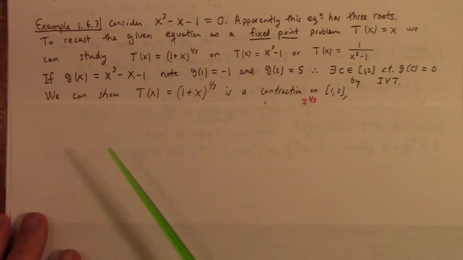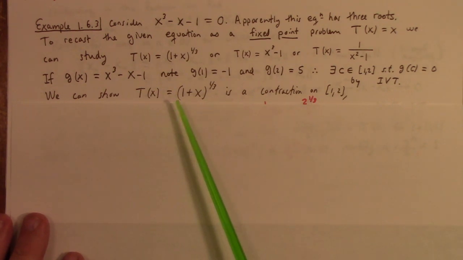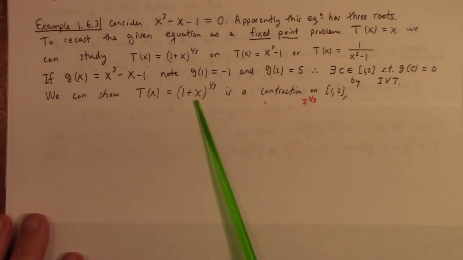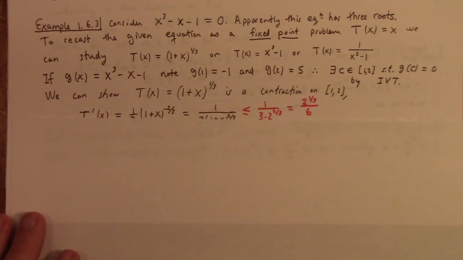All right, so what we're going to do for this part of the lecture is show that, in fact, this map here is a contraction on [1, 2], just to give us an example of a contraction, okay?